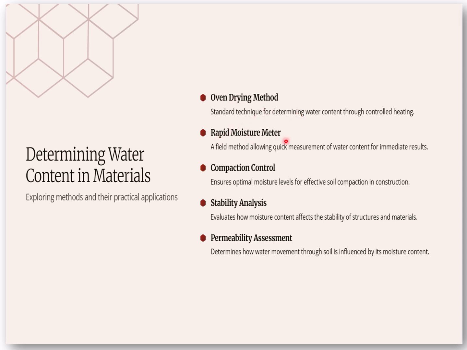Next is the rapid moisture meter, a field method allowing quick measurement of water content for immediate results. Now these are the practical applications. First is compaction control. This ensures the optimal moisture levels for effective soil compaction in construction. Stability analysis evaluates how moisture content affects the stability of structures and materials. And the next is permeability assessment. It determines how water movement through soil is influenced by its moisture content.